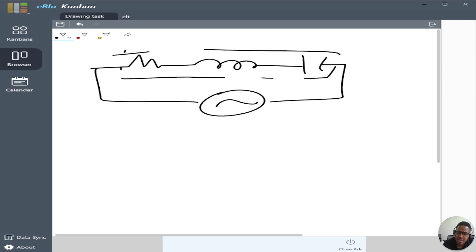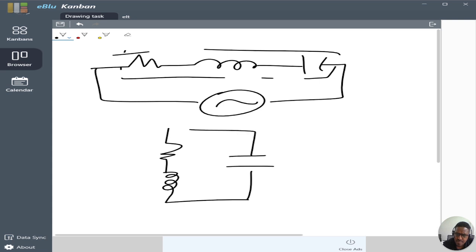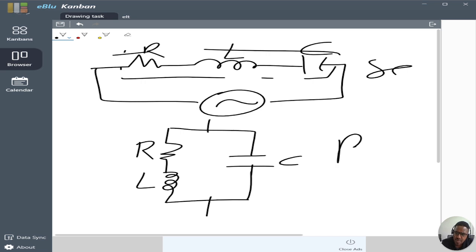That may be in series or in parallel. C R L, R L C. Thus we can call these circuits tuning circuits. It may be a series circuit, it may be a parallel circuit.